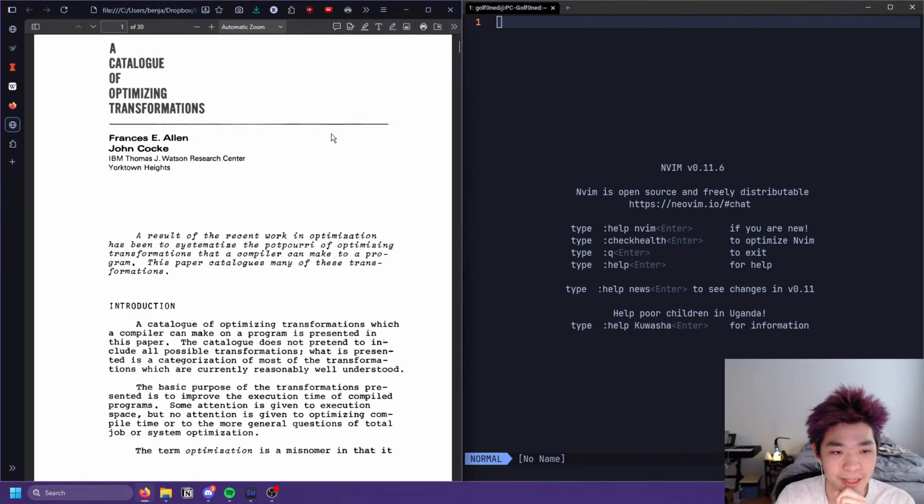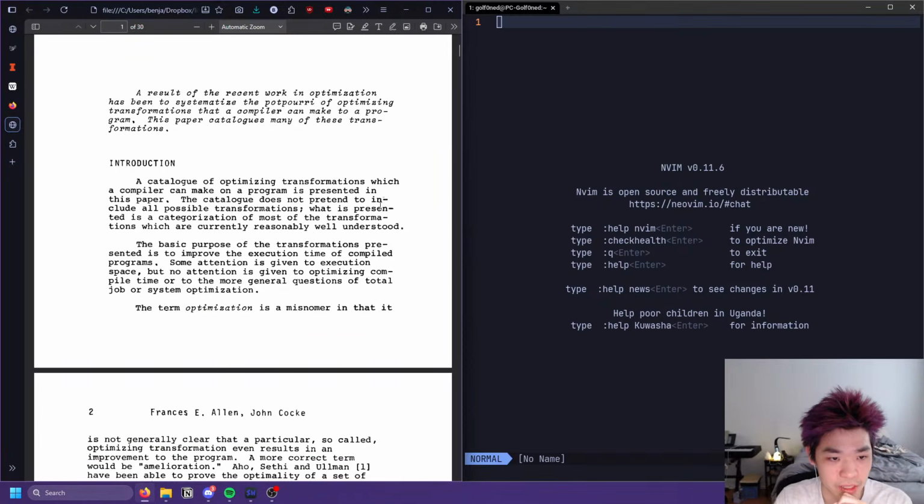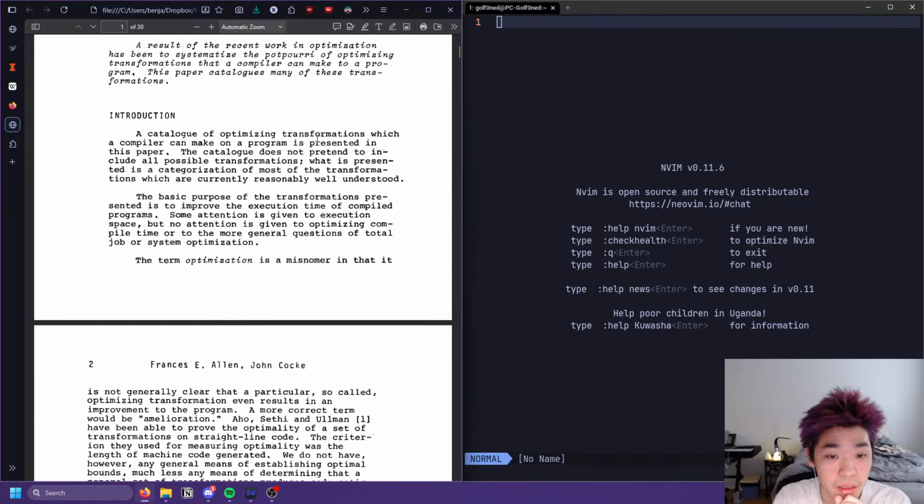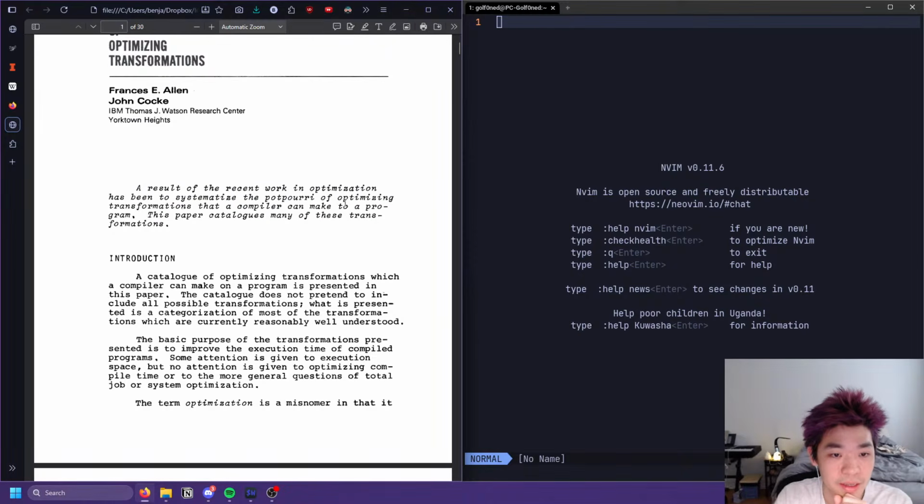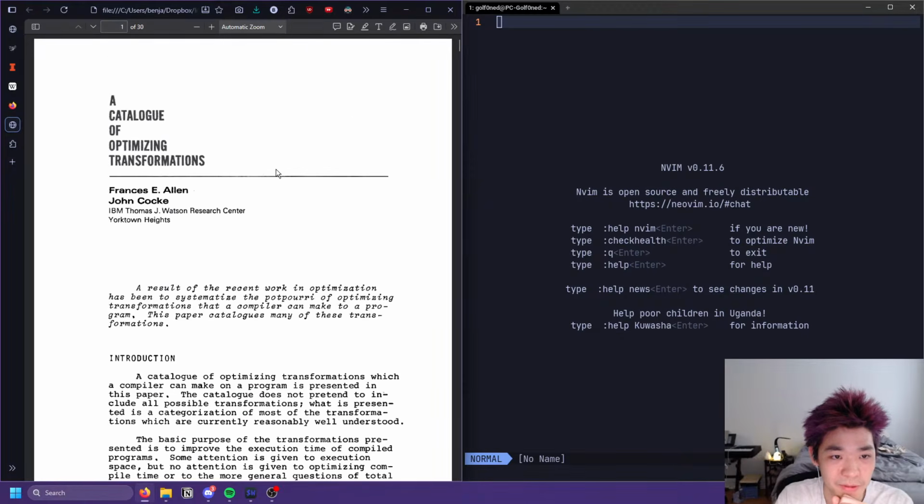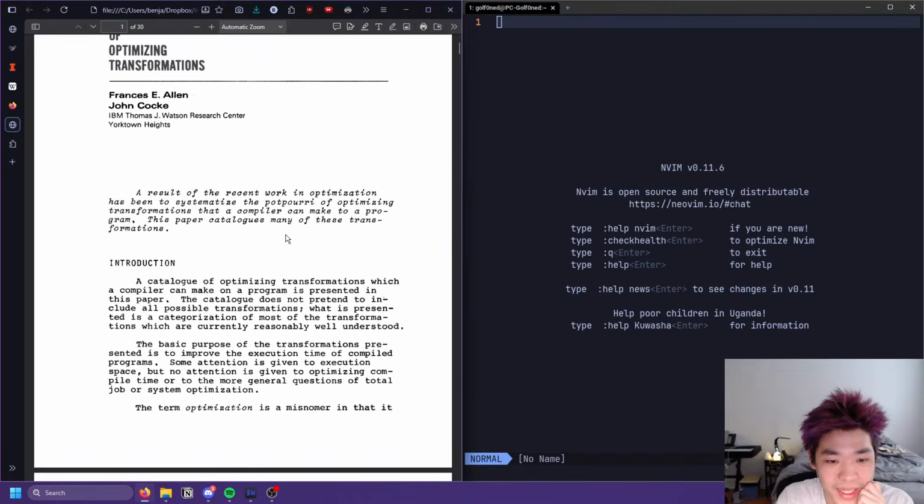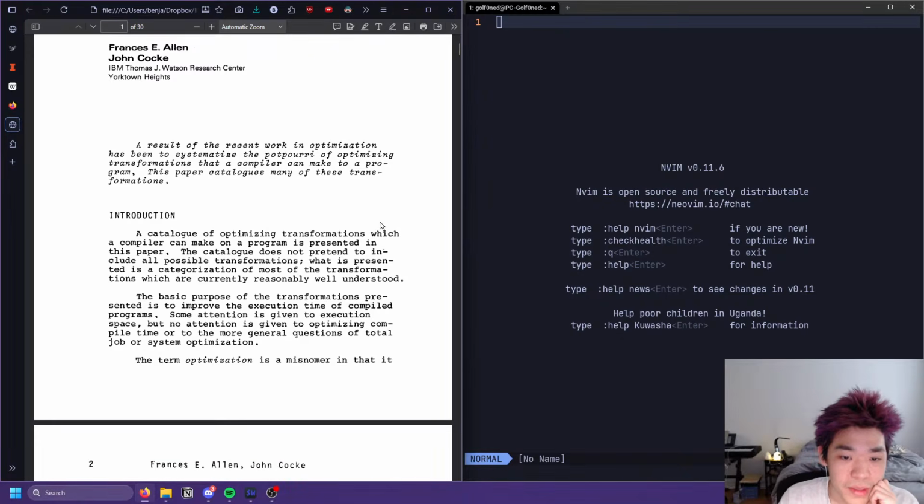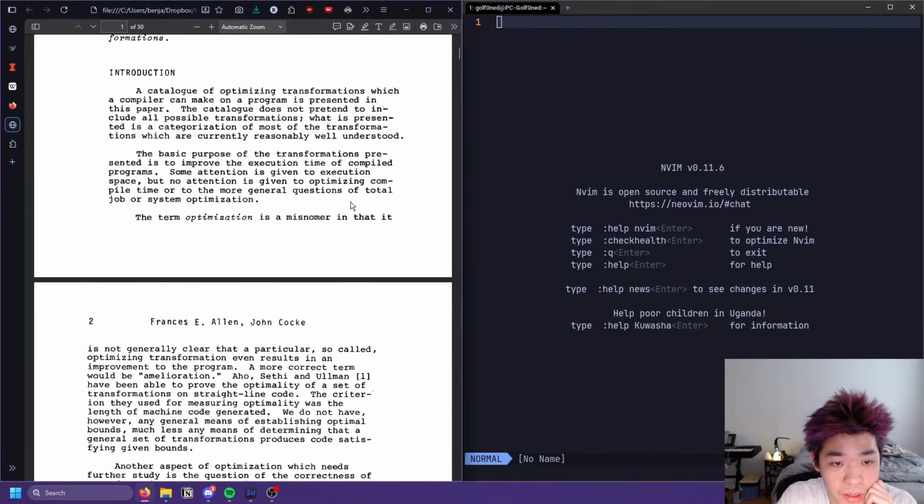Okay, let's take a look at this. This font is very unfortunate, but I guess it makes sense. A result of the recent work. I fear this might not be recent anymore. This is 1970s. So it's not all inclusive. This is just a lot of the stuff that existed at the time. Generally these are optimizing for execution speed.